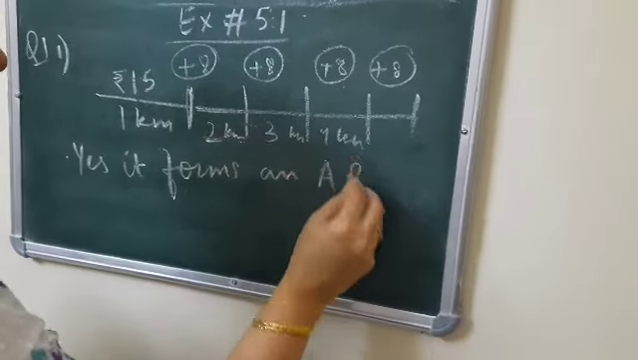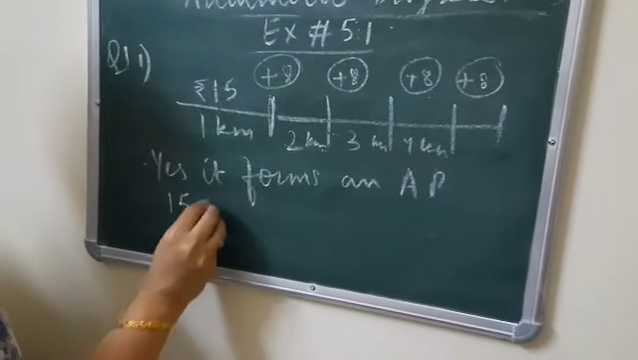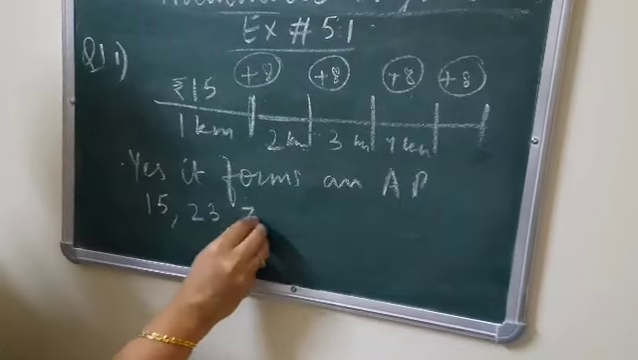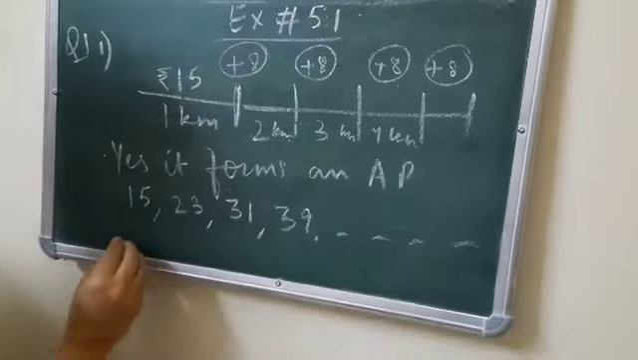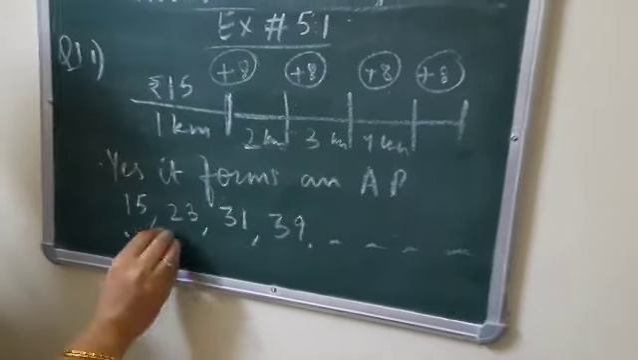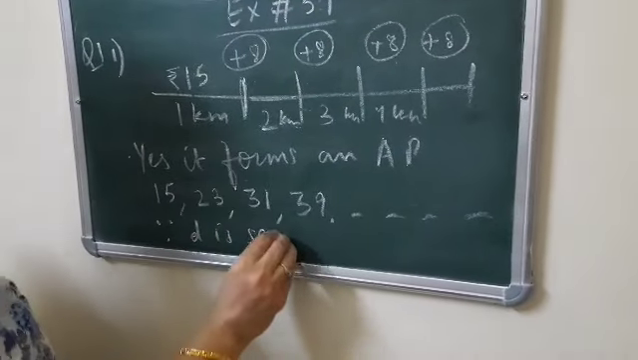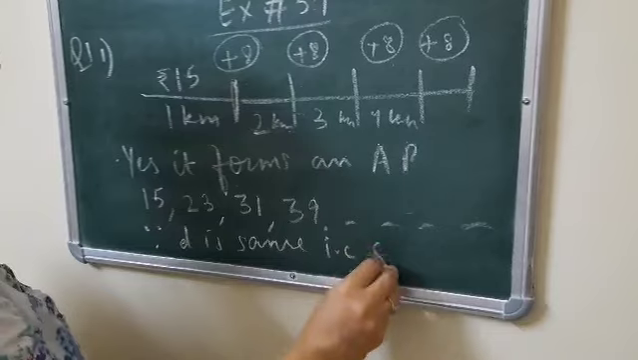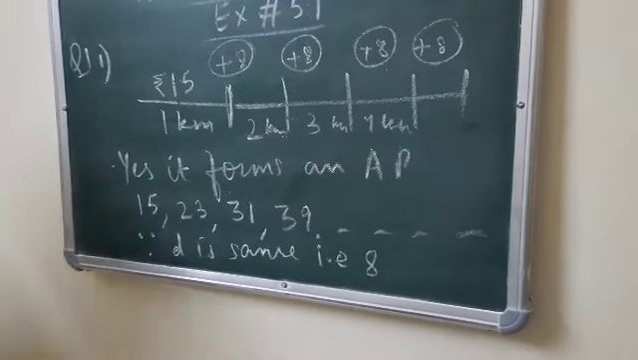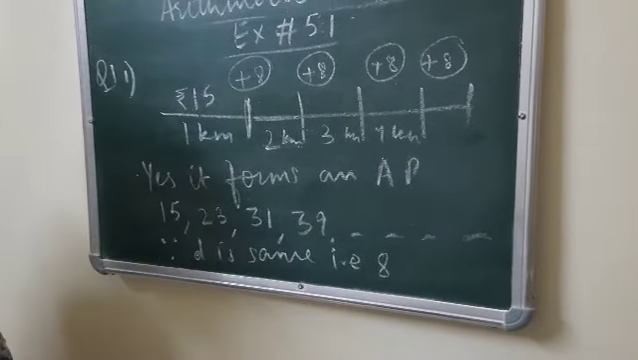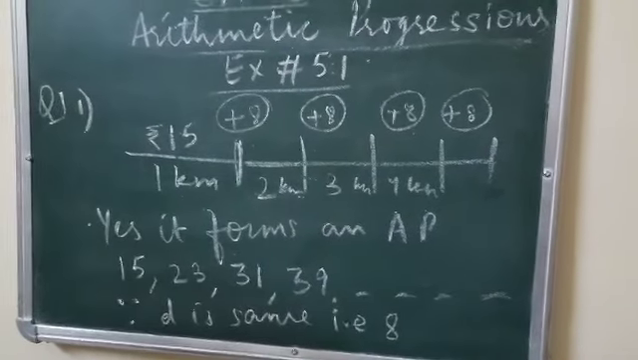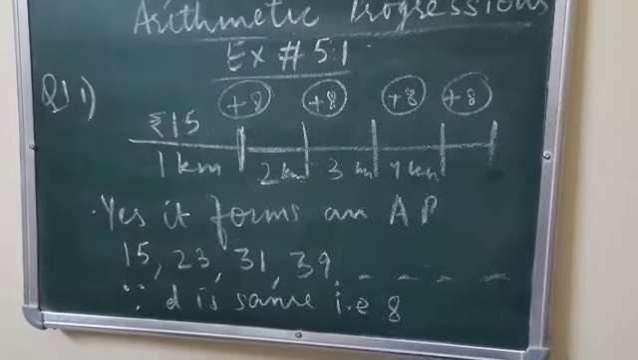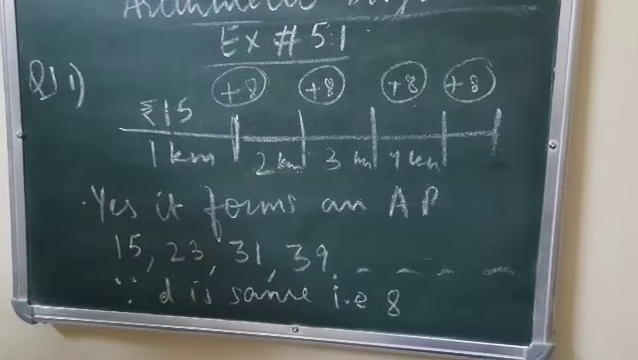And you can mention the AP also. We know 15, 15 plus 8, 23, 23 plus 8, 31, plus 8, 39, and so on. Because d is the same, that is 8. So that is why it is forming an AP. So in this question we just had to tell whether the statement given forms an AP or not, and if it forms an AP you have to give the reason also. So we have given the reason.